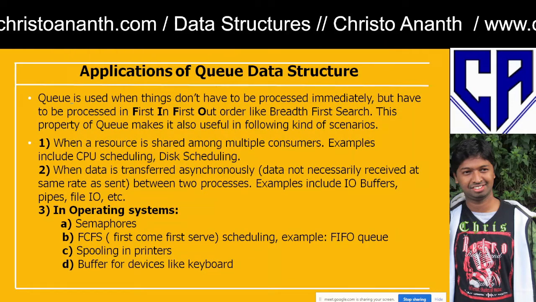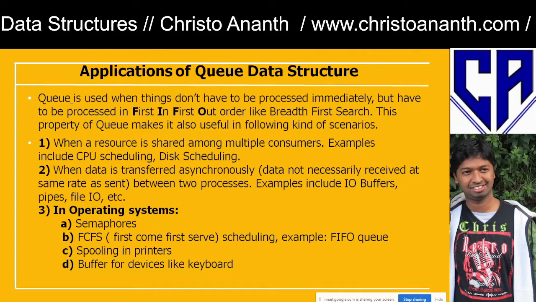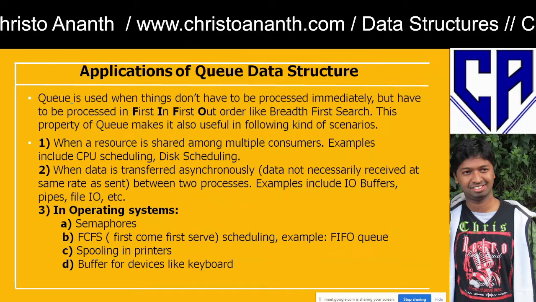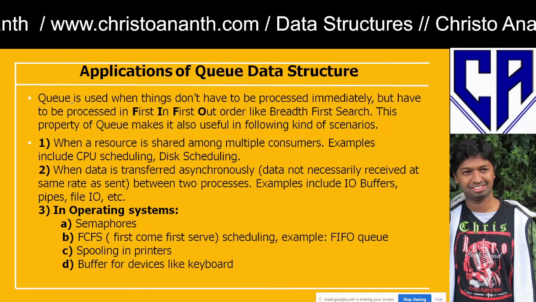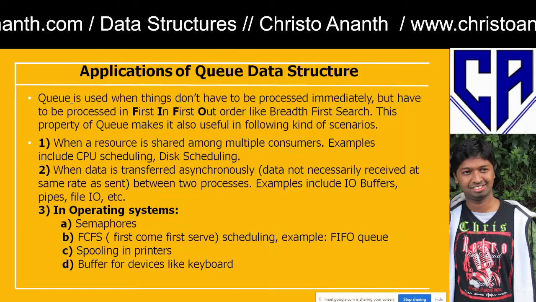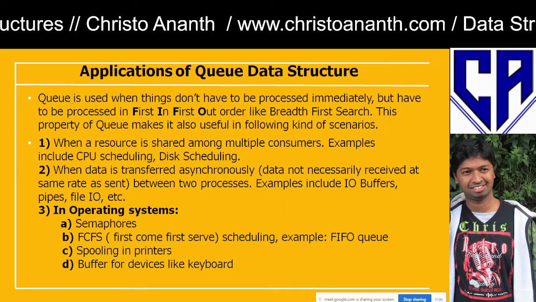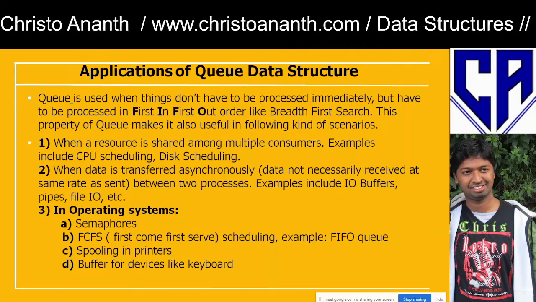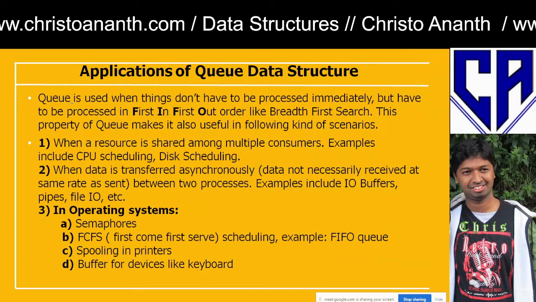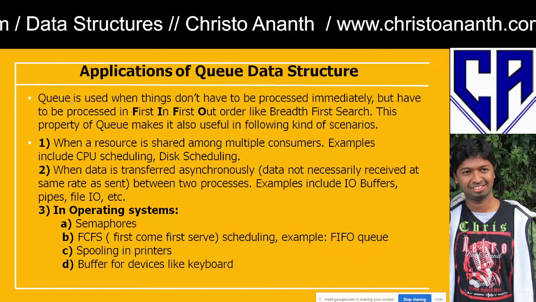When a resource is shared among multiple consumers, for example CPU scheduling or disk scheduling, we tend to apply a queue. And when data is transferred asynchronously, which means the data is not necessarily received at the same rate as it is sent between two processes, the examples include input output buffers, pipes, file input output, and so on. And then in operating systems, we have semaphores.